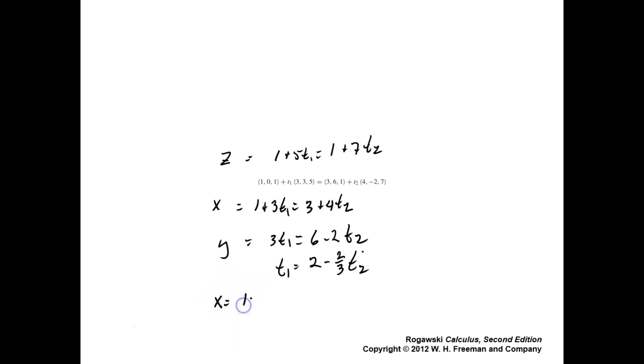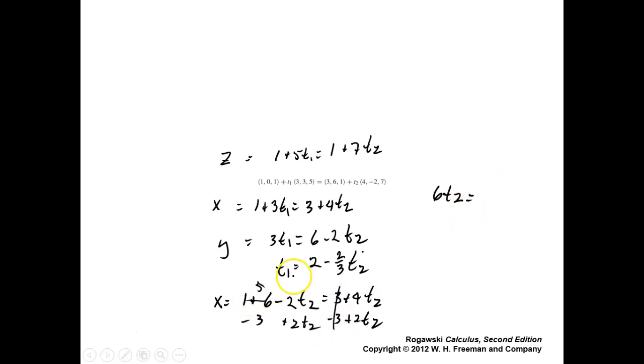So x is equal to 1 plus 6 minus 2t2, multiplying 3 times t1, and that's equal to 3 plus 4t2. I'll group all the t2s together, that gives you 6 T2 when you add this to both sides, and let's subtract 3 from both sides. This is a 5. That's equal to 2, it looks like. Okay, so that means T2 is equal to 1/3.